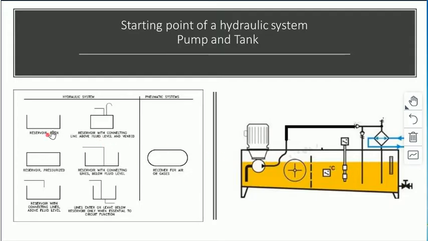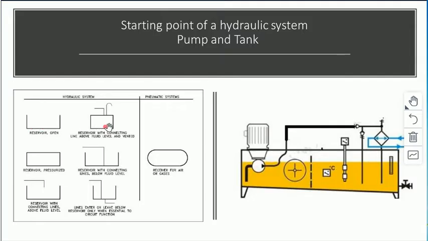This is the circuit symbol for a reservoir or a tank. Here we've got an open tank, so that means it's not pressurized. Lots of industrial systems would have an open tank. They've got a massive oil tank, and there's no pressure in it.